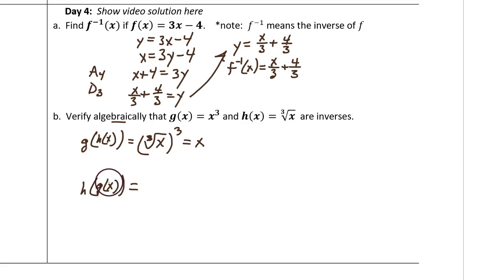Now this composition, we're going to take function g and input it into function h. Function g is x cubed. We're going to take x cubed and input it into function h. So we have the cube root of x cubed. The cube root of x cubed is x. Because we got the answer x both times, that shows that they are inverses.